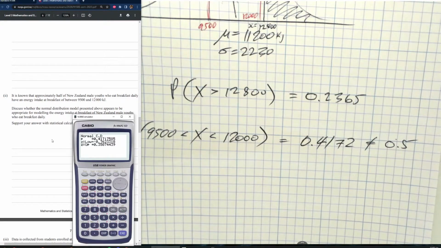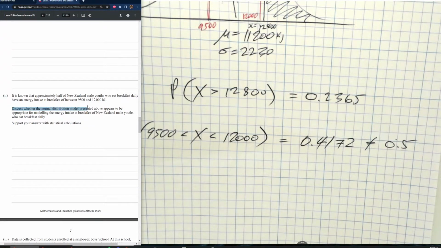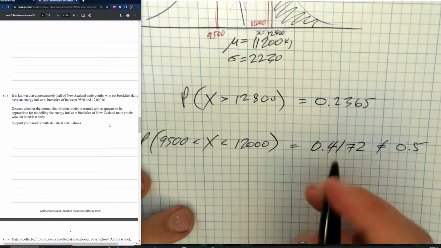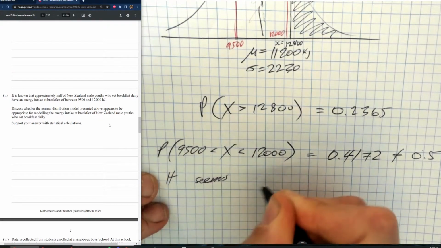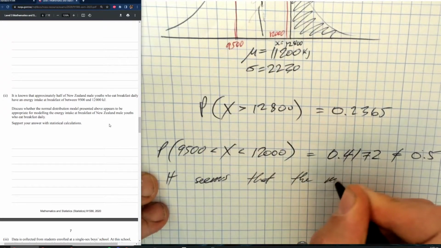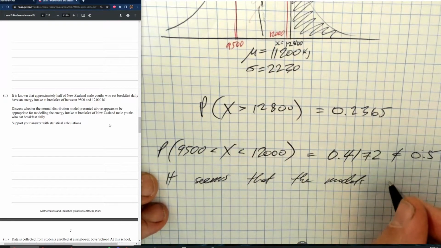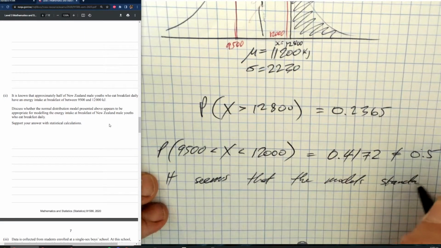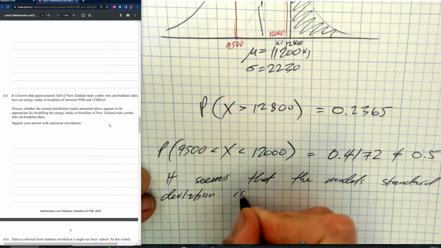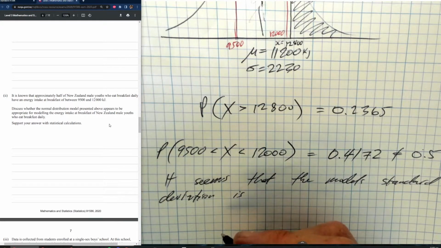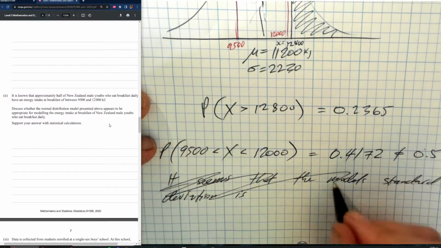Okay, let me read the question again. Discuss whether the normal distribution model presented above appears to be appropriate for modeling the energy intake at breakfast of male youths who eat breakfast daily. Okay. It seems that the model's standard deviation, I don't actually know how deep they want me to look into this, is, no, that's a big assumption.